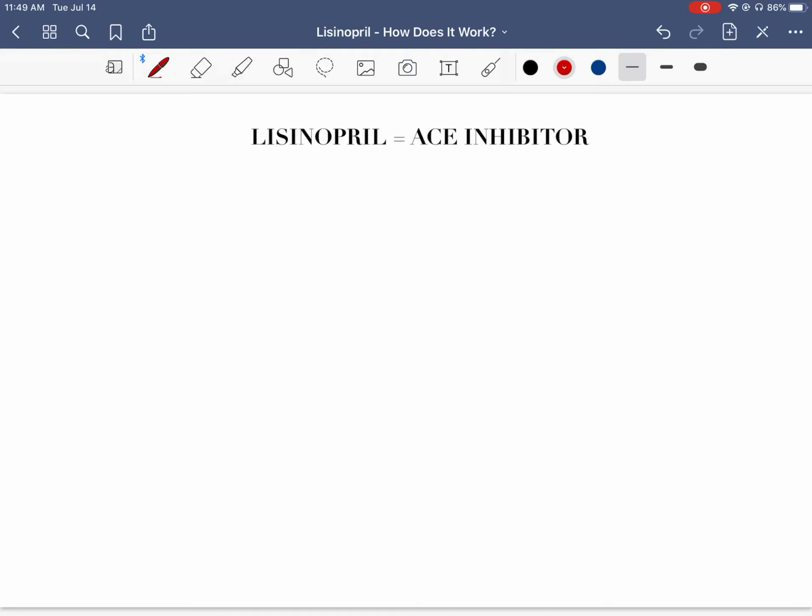Lisinopril falls under a drug class known as ACE inhibitors, and it does exactly what it sounds like it does. It inhibits ACE, the angiotensin converting enzyme.